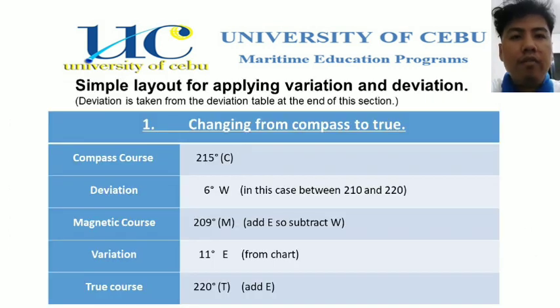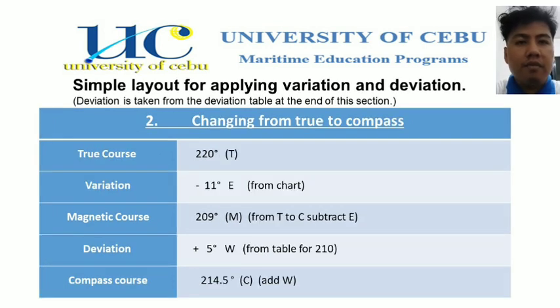A simple layout for applying variation and deviation. Number 1, changing from compass to true. Compass course 215 degrees. The deviation 6 degrees west, in this case between 210 and 220. The magnetic course 209 degrees, adding east, so subtracting west. Variation 11 degrees east from chart. The true course 220 degrees, and add east.